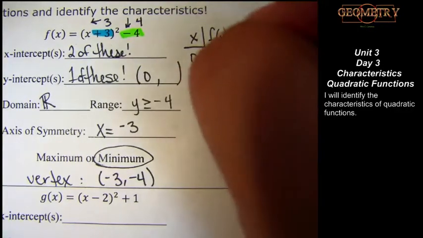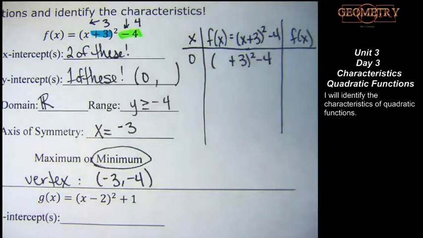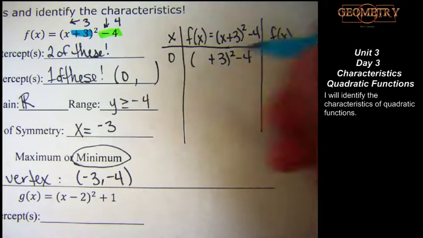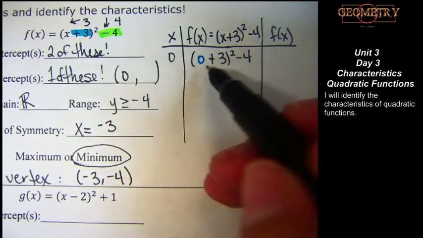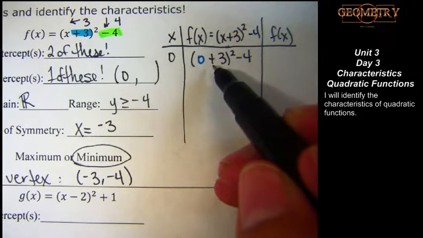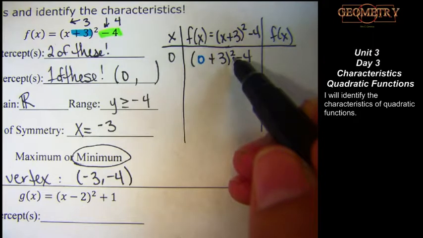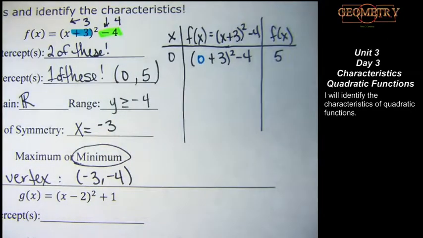All right, so this should feel really familiar, especially if you're already working on your day 2 assignment. You've done this like already 30 times and you're like masters at this by now. So let's play this game. 0 plus 3 is? 3. 3 squared is? 9. 9 minus 4 is? 5. My y-intercept happens at the point 0, 5.